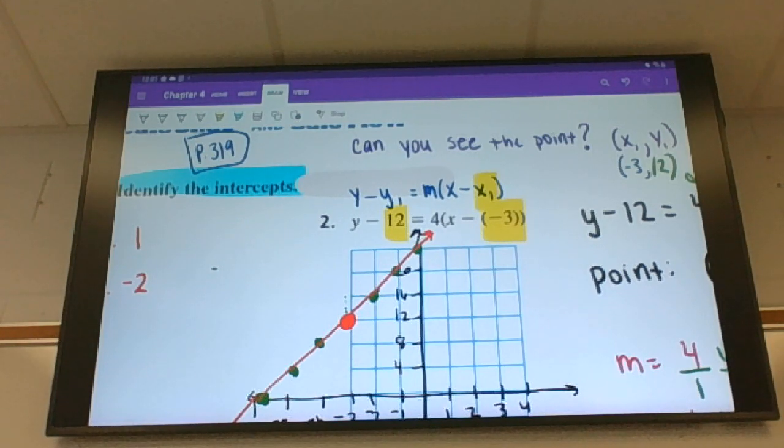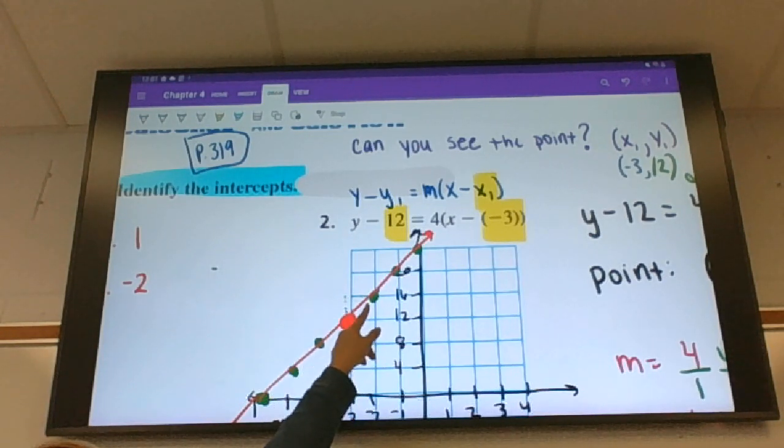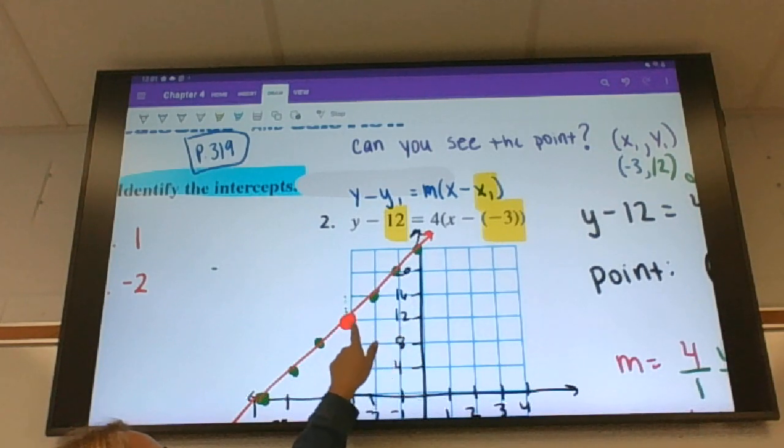And then the slope, we know slope is m, so the slope is here. I made a dot at negative 3, 12, and I went up 4 over 1. It looks like I only went up 1 over 1, but these go by 4, so it's up 4 over 1. Okay, I'm going to pause. You guys go to 3 and question what you did. Do you think you got the point right?